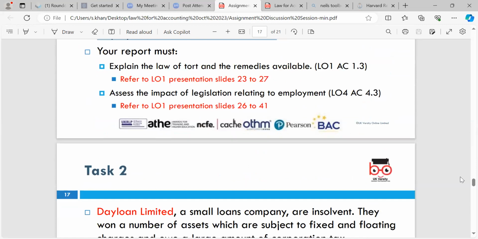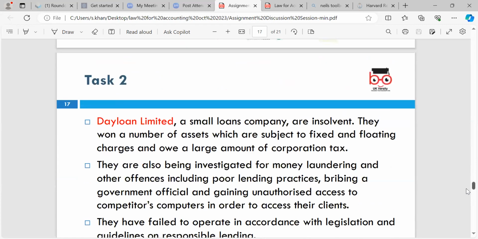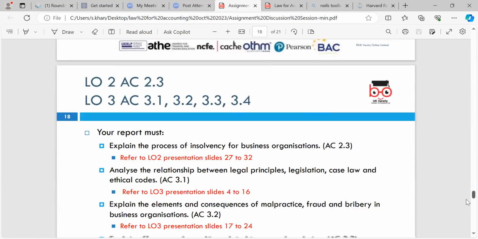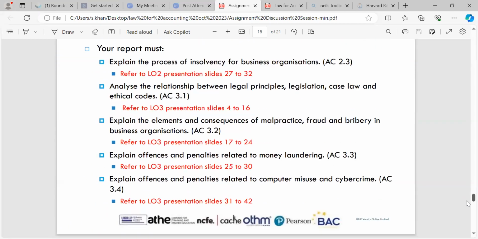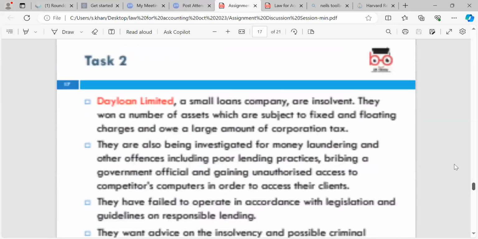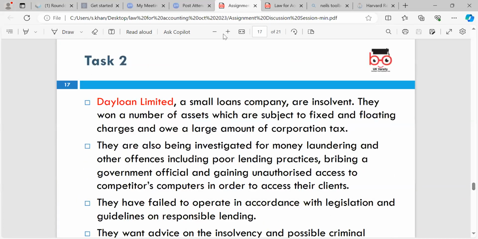And then you go on to task 2, which is quite clear, isn't it? Task 2 was okay, but with task 1, I was a little bit confused. Yeah. Thanks.